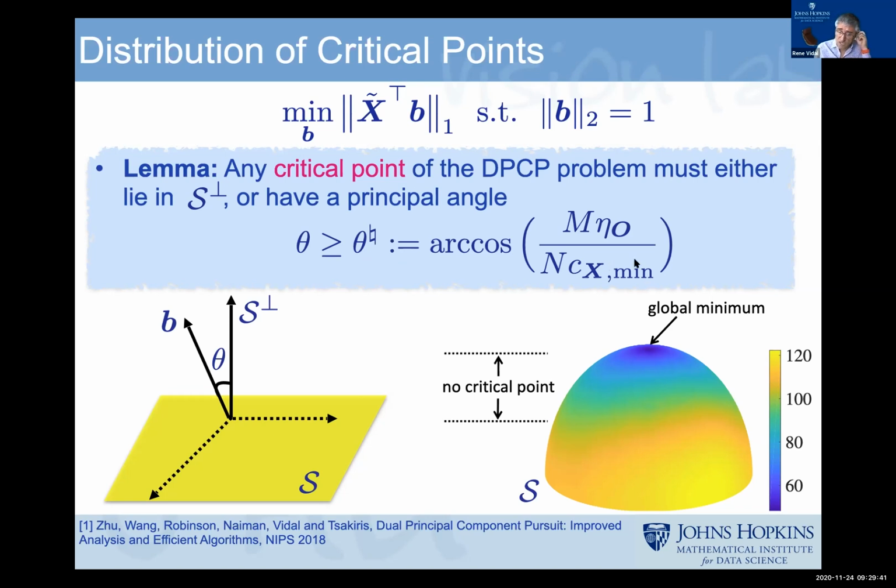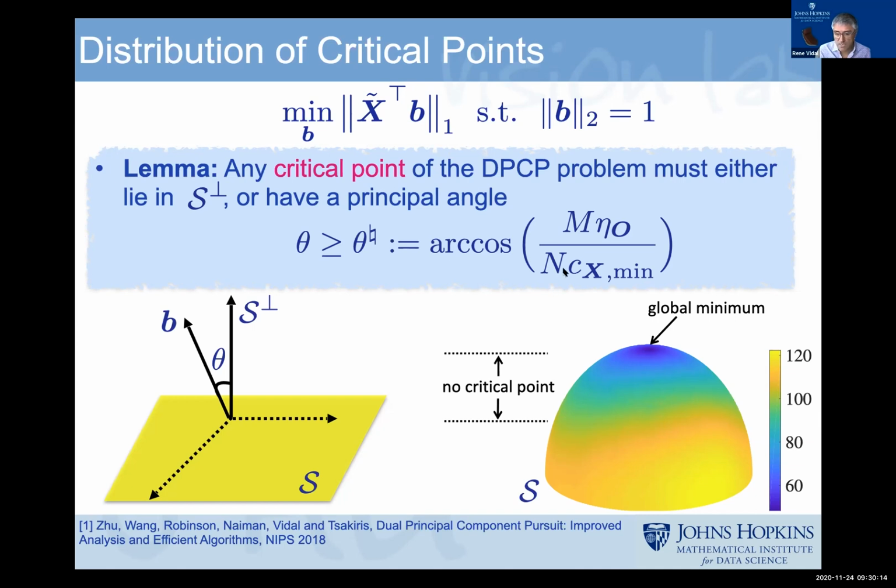And what is this theta sharp? It is the arc cosine. So again, you can see that the number of inliers m and the number of outliers n will play a role. And ideally, if theta sharp is pi over 2, this means that either you're the global minimum or you are at 90 degrees from the global minimum. So that's going to be the good situation. So we want this arc cosine to be close to pi over 2.